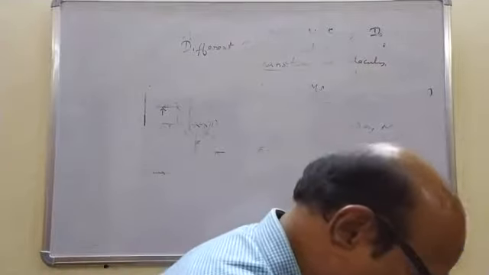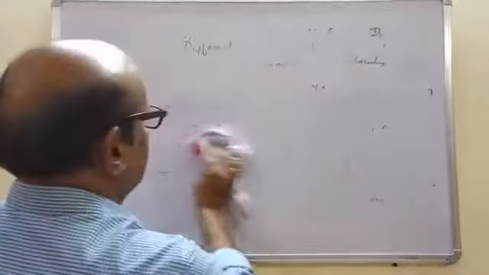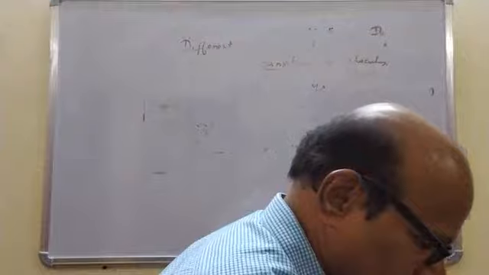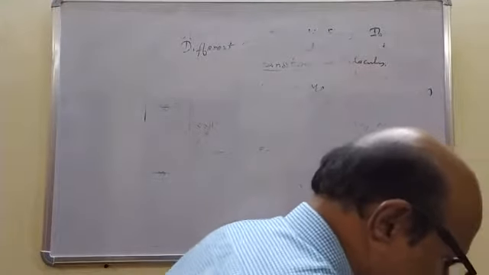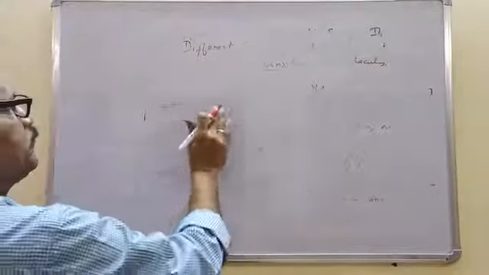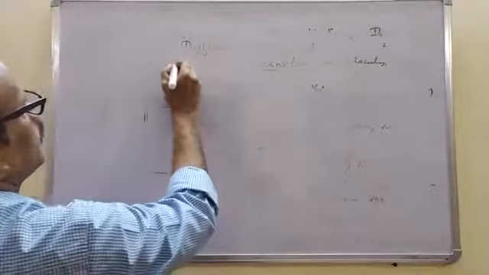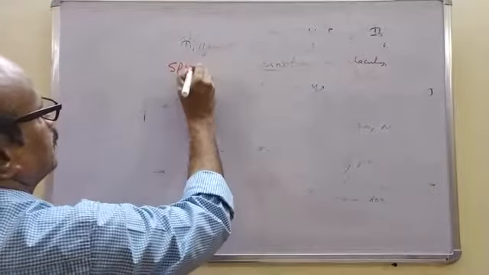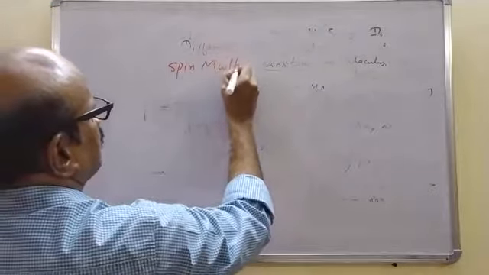Then next is multiplicity, spin multiplicity and spin selection rule, which we are going to study. In electronic spectroscopy we are actually employing the term called spin multiplicity. Spin multiplicity.